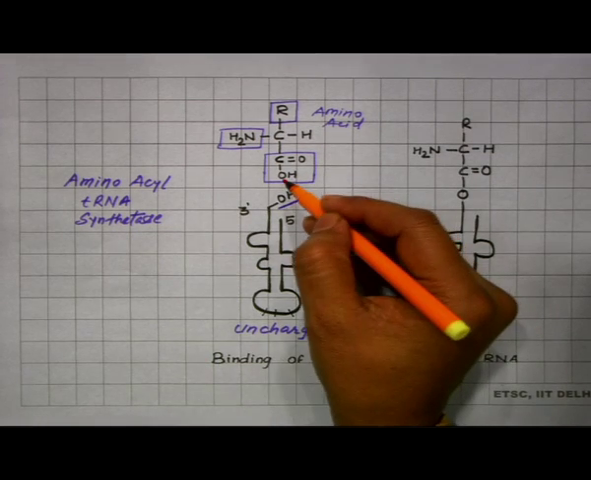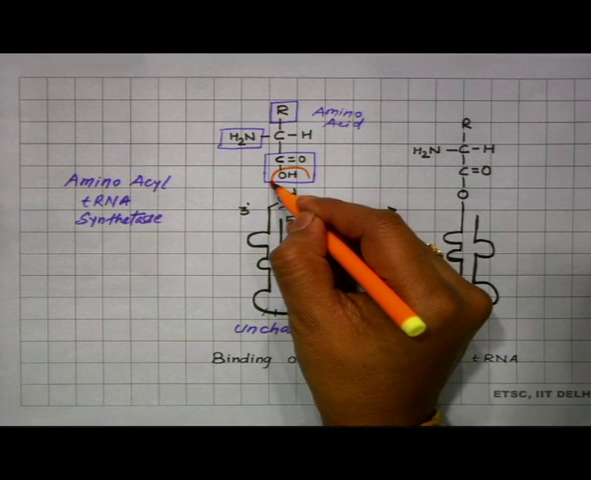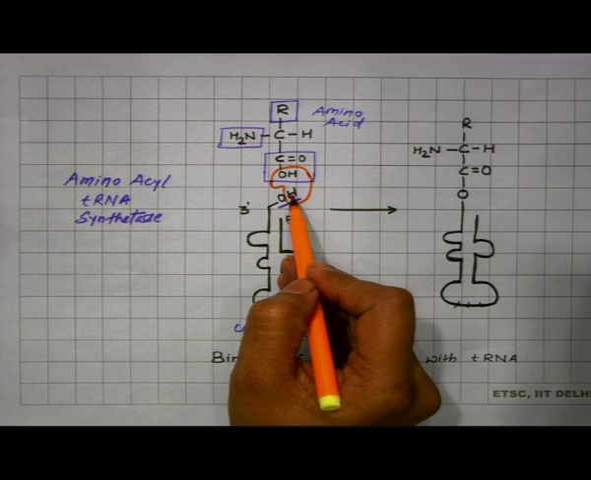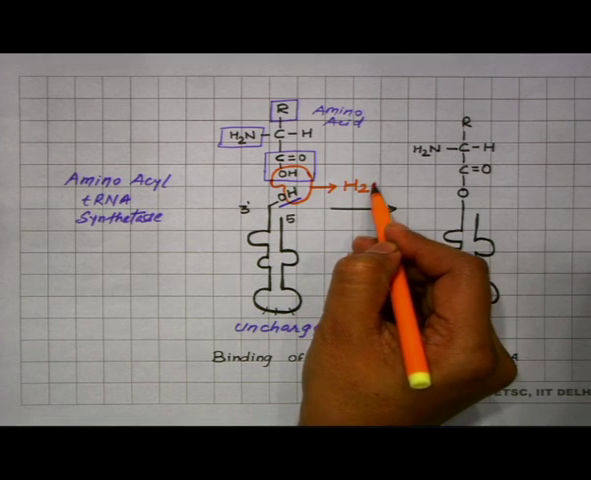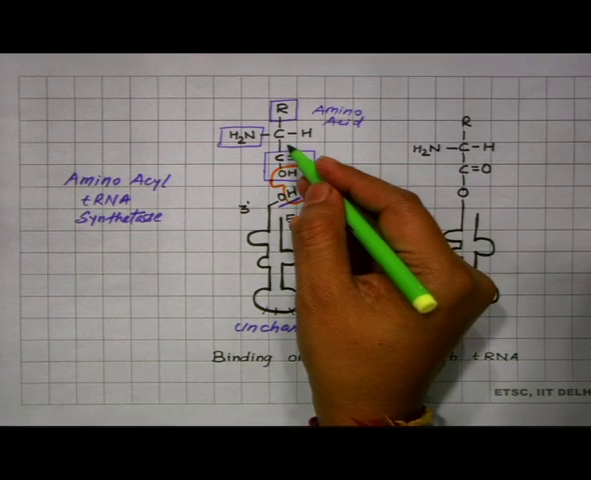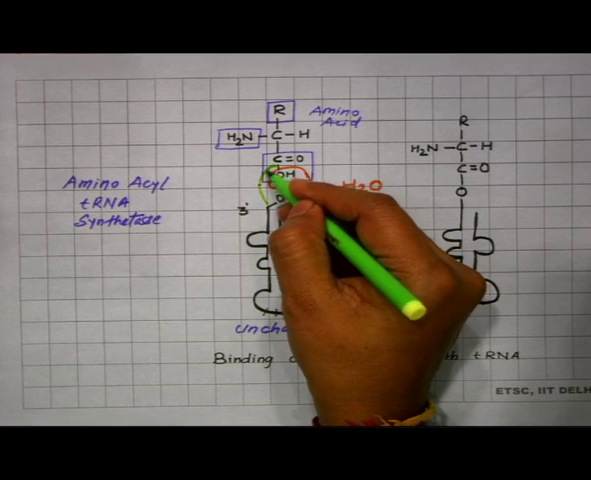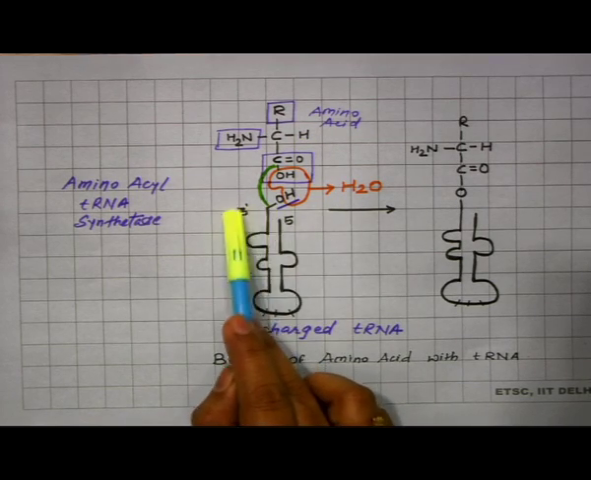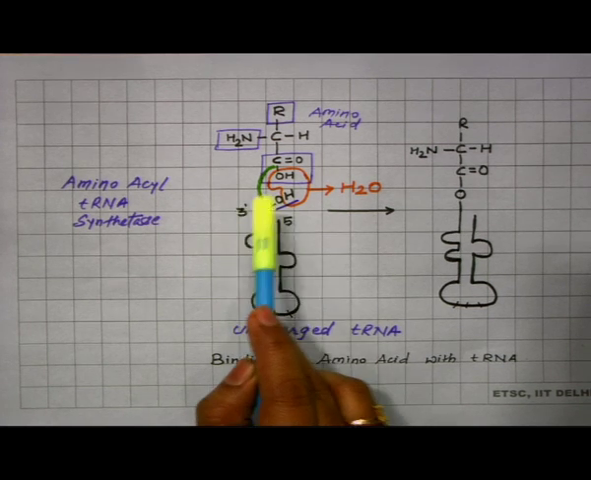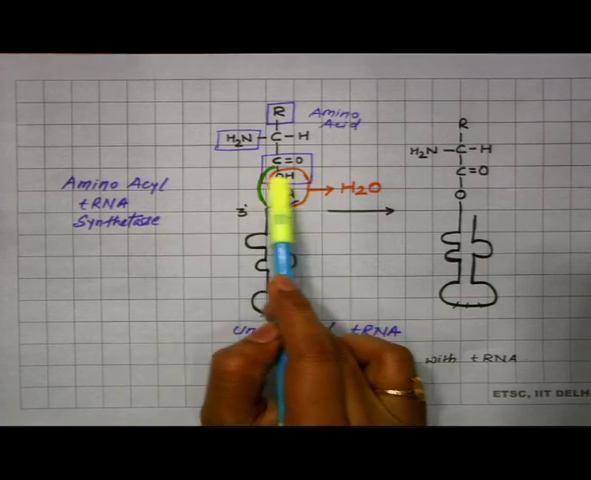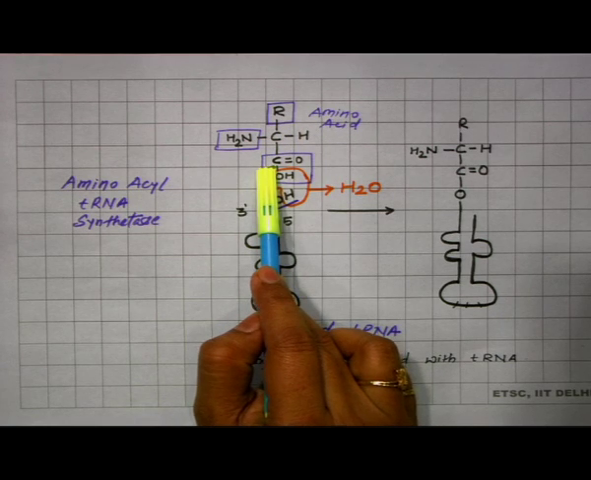How is the bond being synthesized? This OH of the acid and this hydrogen of the RNA will interact together to form the water molecule H2O. Now, this H2O will be released from here, and this amino acid will combine with the 3' end with a covalent linkage. So, you always remember that the amino acid will always combine at the 3' end of the charged transfer RNA, and at the 3' end always the C part, the C terminal of the amino acid, will combine.